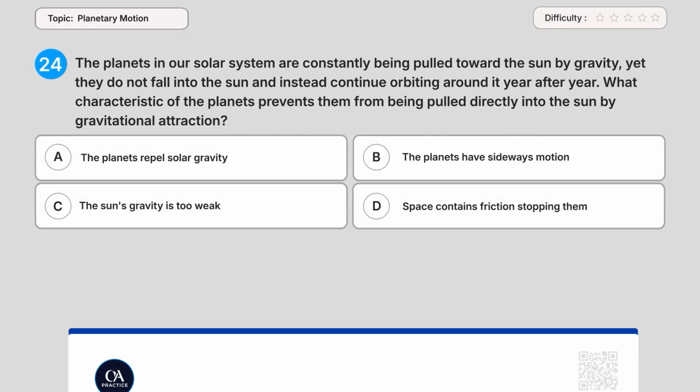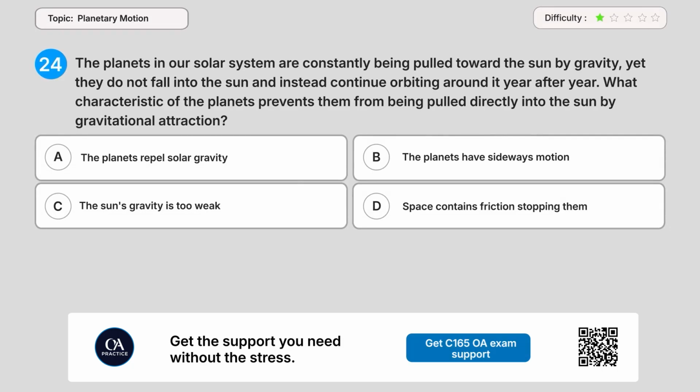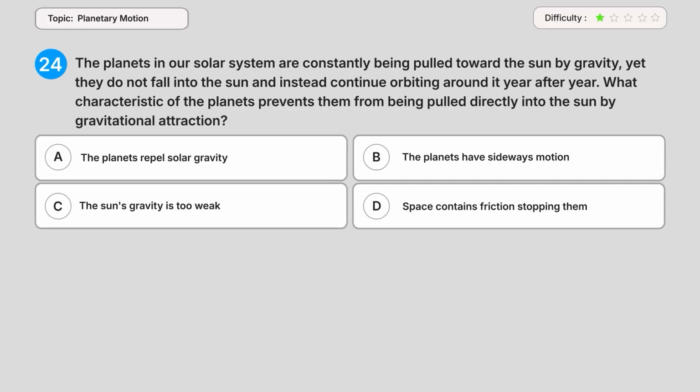24. The planets in our solar system are constantly being pulled toward the sun by gravity, yet they do not fall into the sun and instead continue orbiting around it year after year. What characteristic of the planets prevents them from being pulled directly into the sun by gravitational attraction?